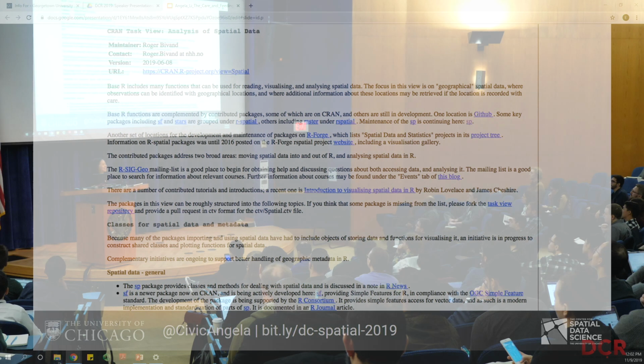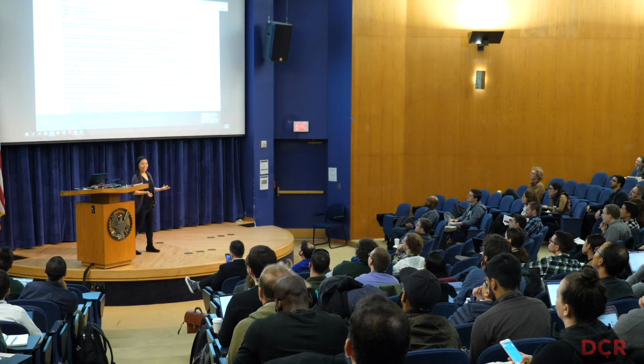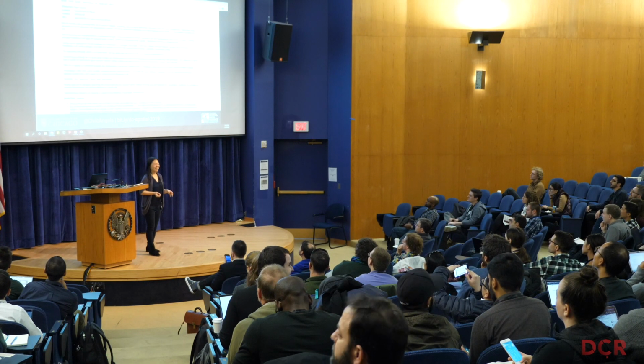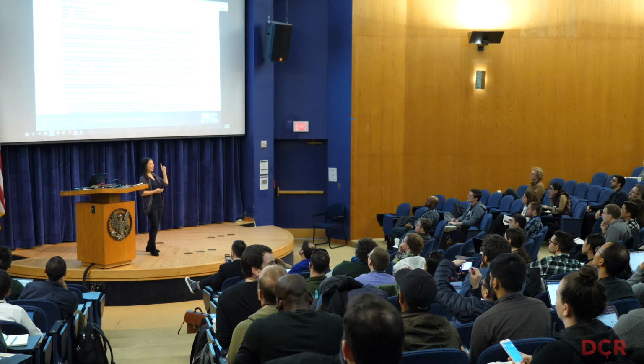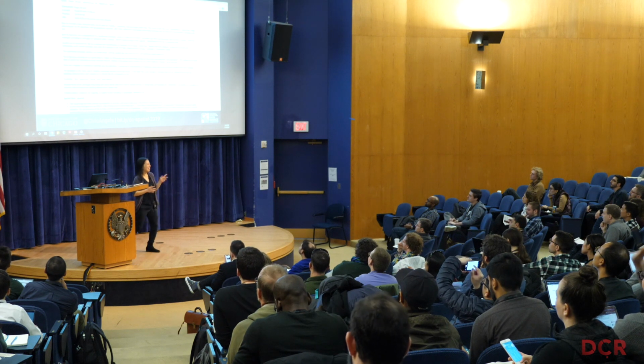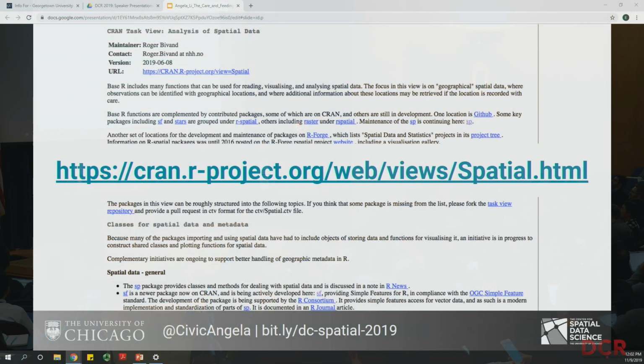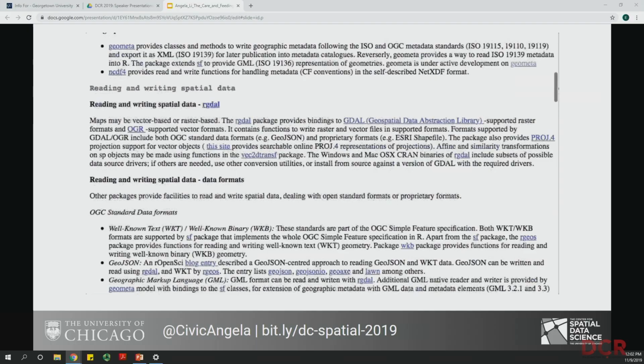Does anyone know what this is? Anyone want to guess what this is? Has anyone gone to this page or know what this is at all? Okay, this is what is known as the CRAN task view. If you go to the actual CRAN website, which is where you get your R packages from, there are groups of packages listed by topic. And in this, there's a spatial one. When you go to the spatial task view, this is what that looks like.